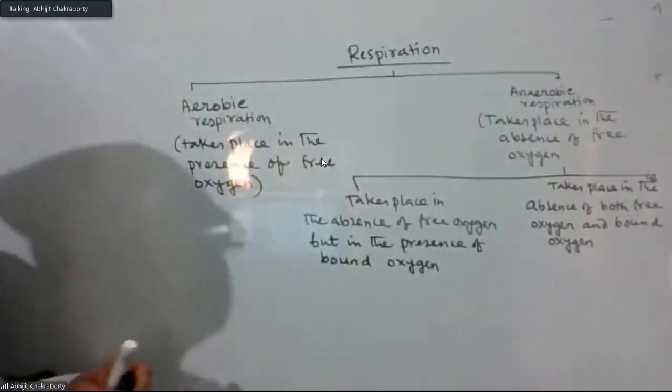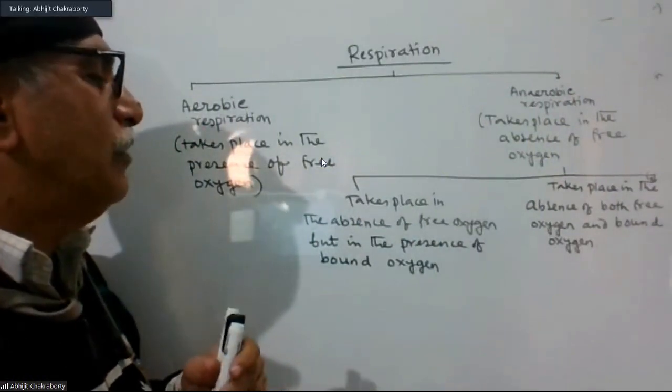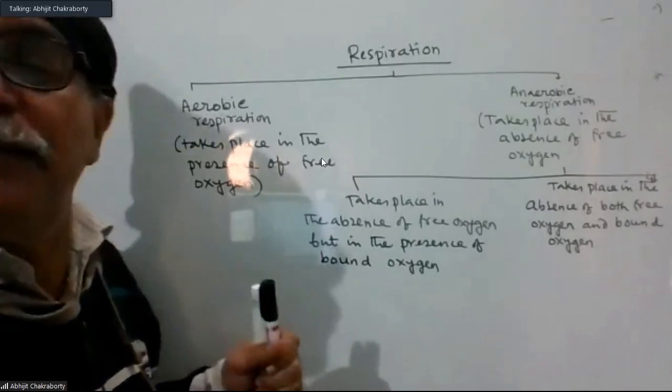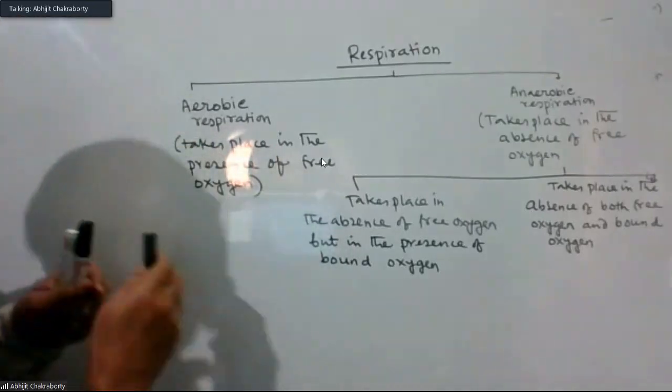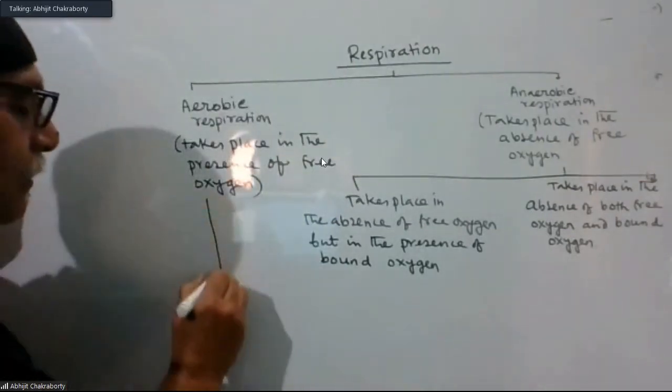Takes place in the absence of both free oxygen and bound oxygen, or takes place in the absence of free oxygen but in the presence of bound oxygen. So these are three groups actually. Now regarding this, in aerobic type, which is the most important one, this reaction appears like this.